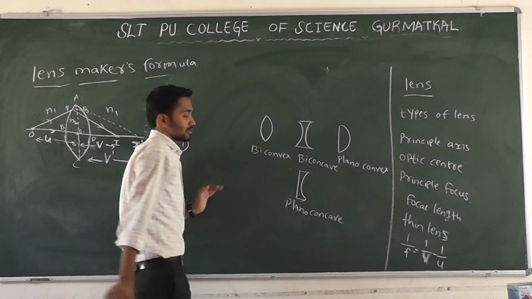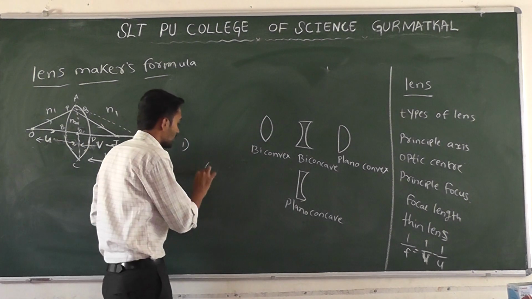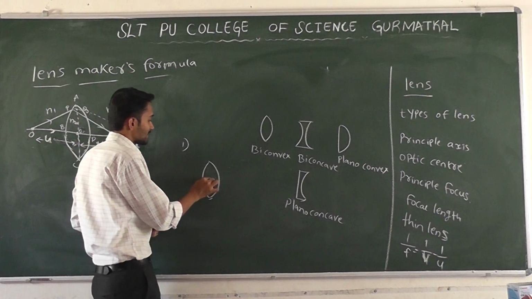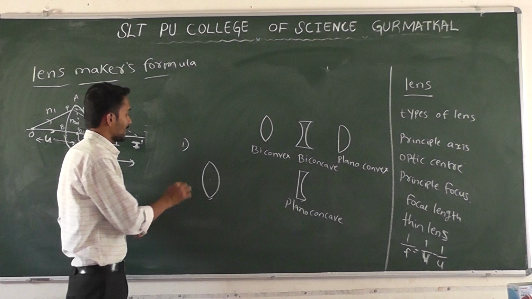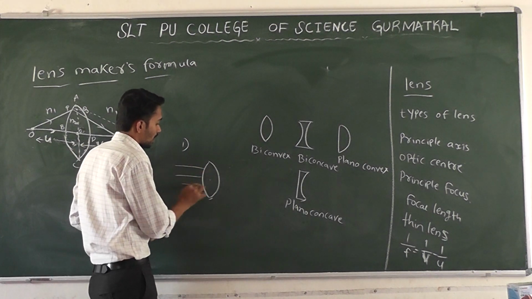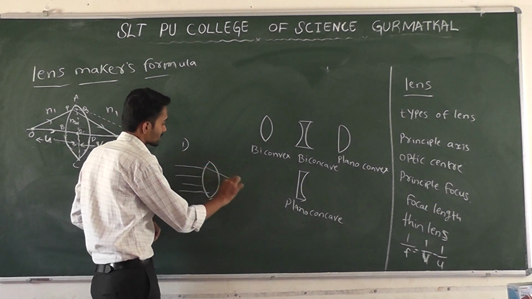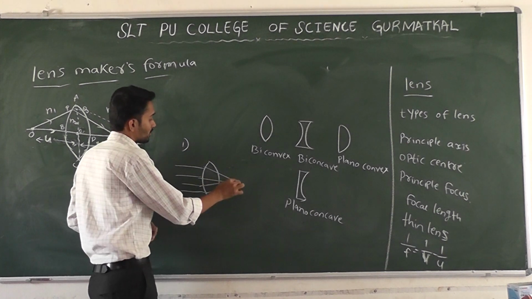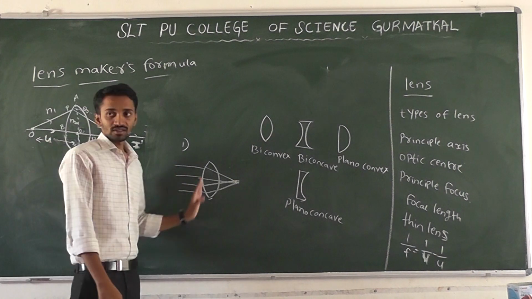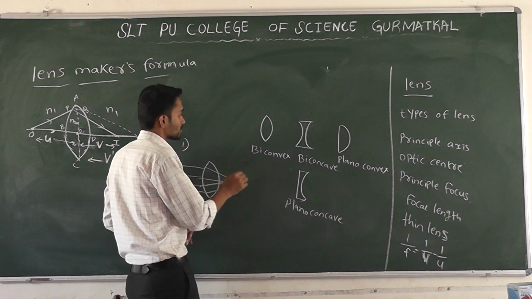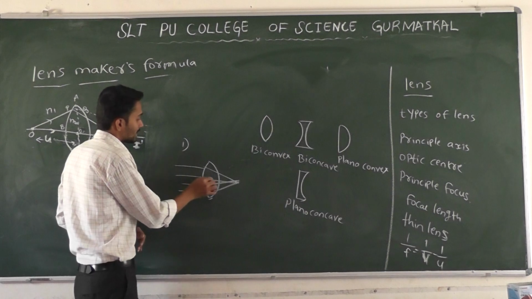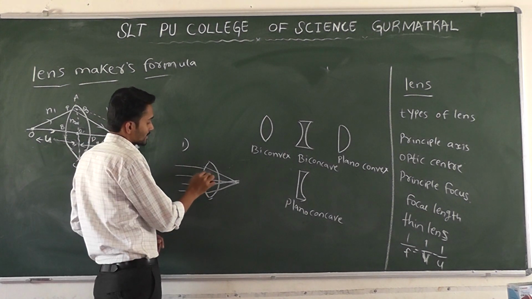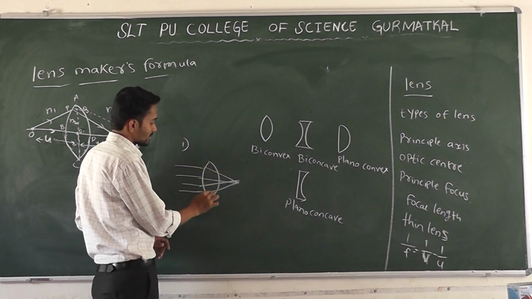So biconvex lens means convex lens. We draw a figure of a convex lens. A convex lens is a converging lens, which means when light rays are incident on a convex lens, after refraction from the lens, all light rays meet at a point. How does it look? The center is thick, and the edges are thin.